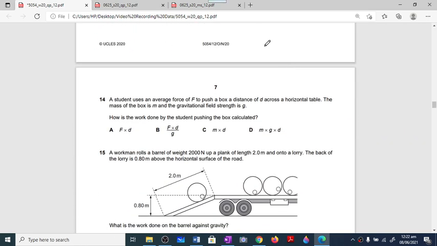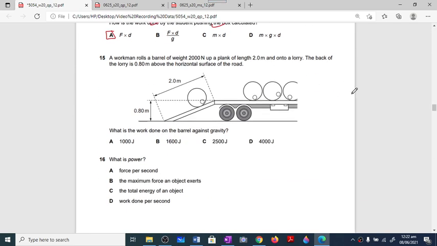Question number 14. A student uses an average force F to push a box a distance D. The mass of the box is M. The gravitational field strength is G. How much work is done by the student pushing the box, calculate it. So for the work done, the simple formula is force into distance. So for 14, option A is the valid option.